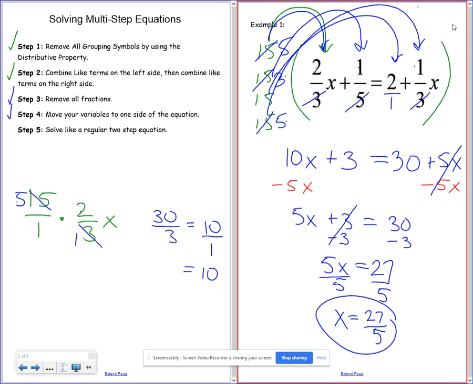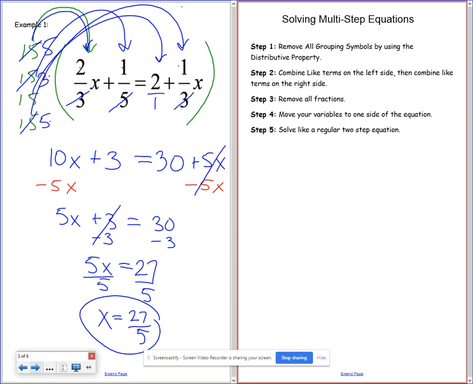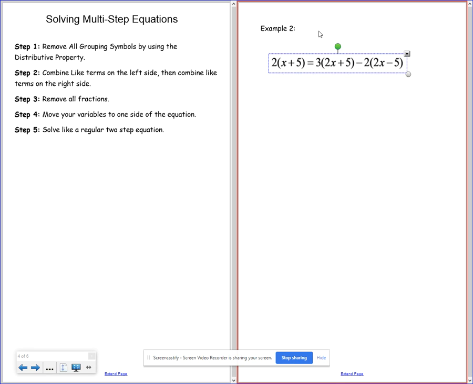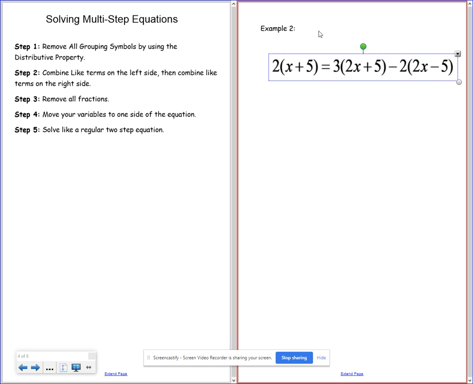All right, let's try another example. Example 2. I want to solve this equation here. So I'm going to go through these steps that I have listed over to the left side. I'm just always going to go through these steps. So step 1, remove all grouping symbols.